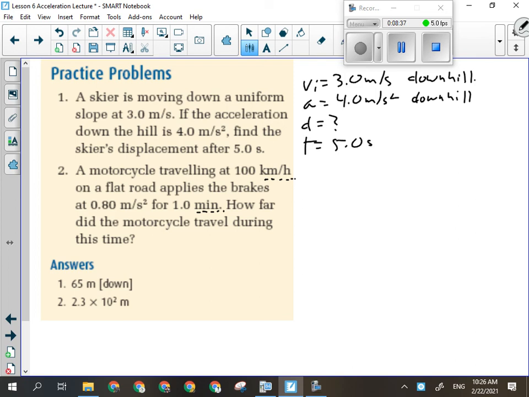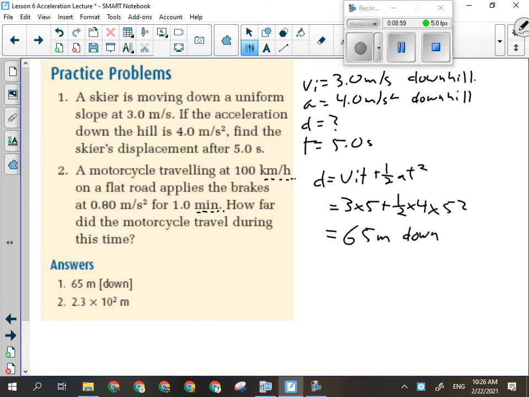So we don't have to manipulate, it's already set up to solve for D. VI times T plus 1/2 AT squared is the formula we've got to use, so that'll be 3 times 5 plus 1/2 times 4 times 5 squared. And when we do that, we should get 65 meters, and their answer is wrong. Why is their answer wrong?